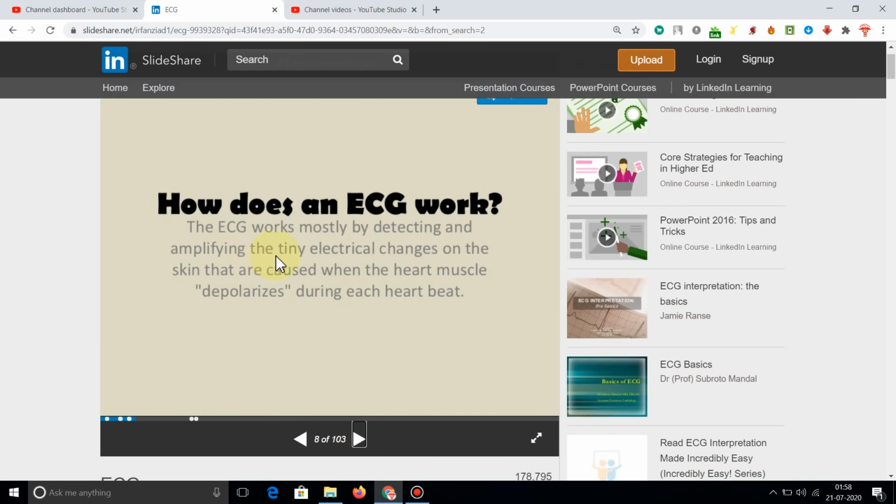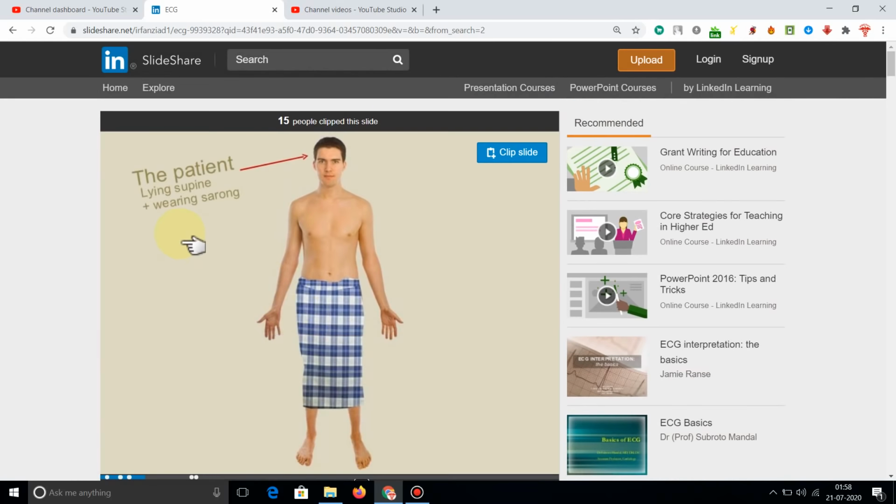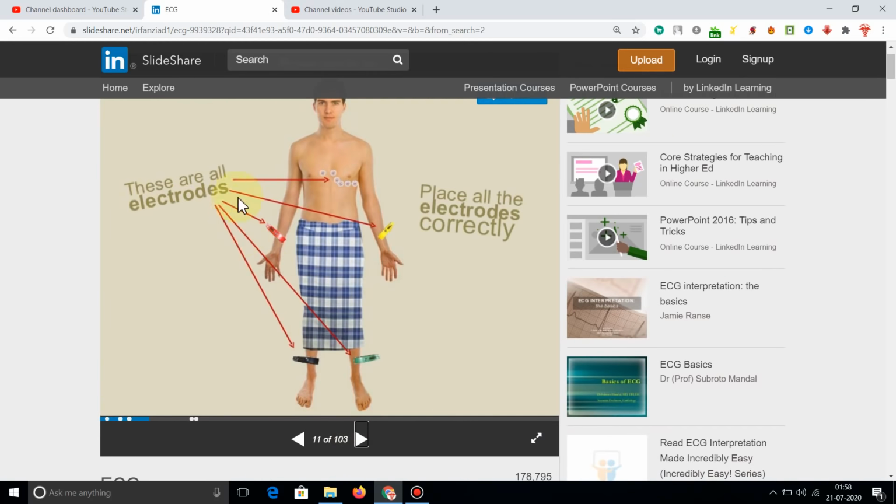How does an ECG work? An ECG works mostly by detecting and amplifying the tiny electrical changes on the skin that are caused when the heart muscle depolarizes during each heartbeat. The patient is lying supine. These are the electrodes. Place all electrodes correctly.